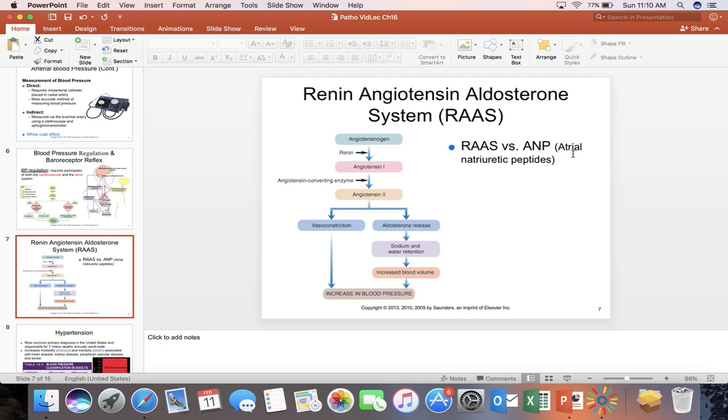Atrial natriuretic peptide does the opposite. When your system senses an increase in blood pressure, it will release atrial natriuretic peptide, which comes from the atrium of your heart. This atrial natriuretic peptide will then increase the secretion of sodium and water by increasing the GFR, or the glomerular filtration rate.